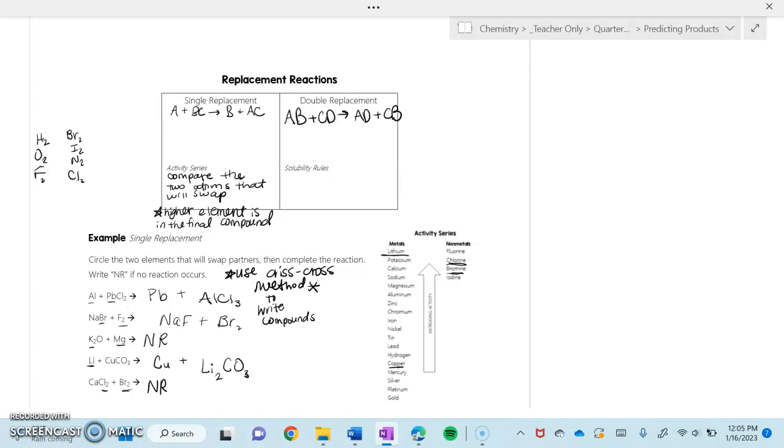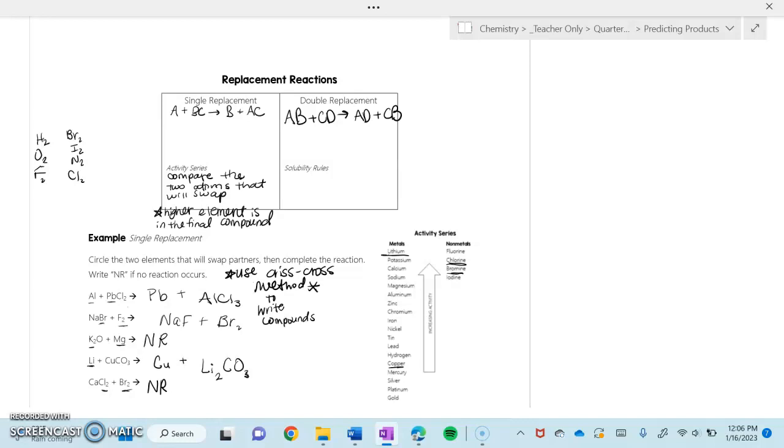When we work with double replacement reactions, we will not use the activity series because they're both in compounds already. Instead, we will use the solubility rules. And the usefulness of the solubility rules is to tell us if a precipitate formed. And if you remember, a precipitate is a solid product. And generally when a precipitate forms, it will change the color of the solution.